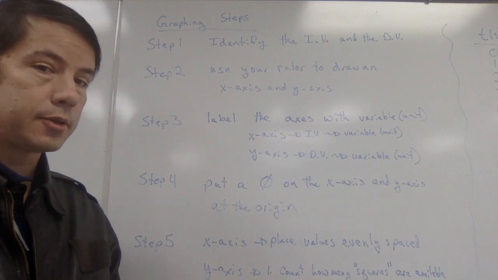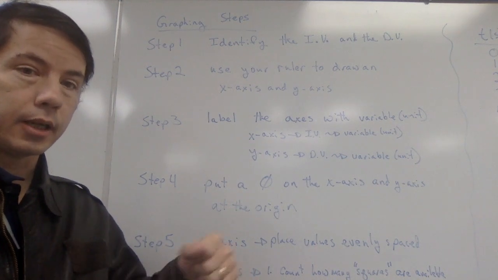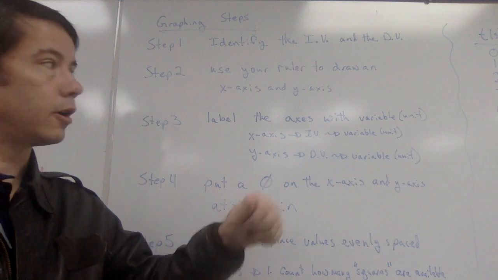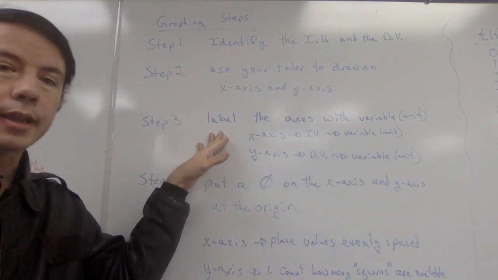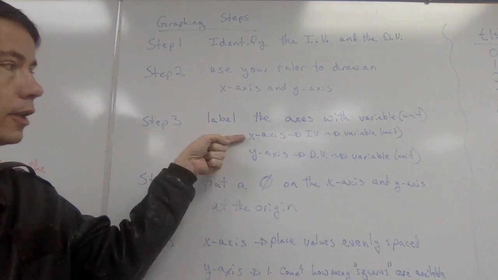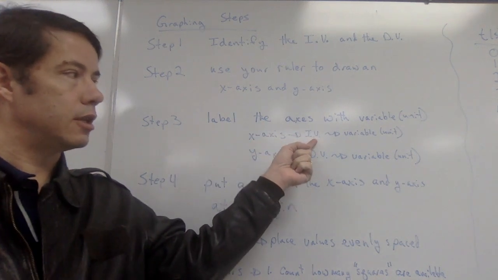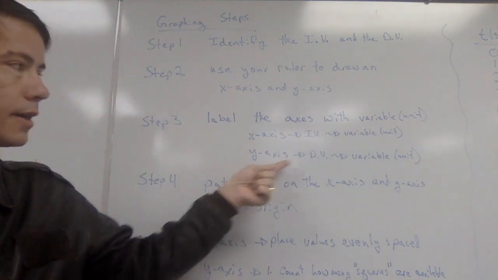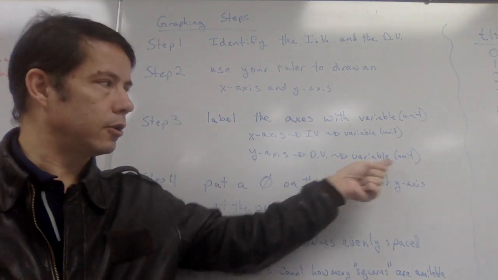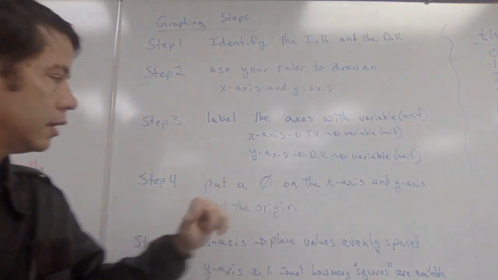Sometimes we're doing labs where we're on a blank sheet of paper and we don't have graph paper, so we're going to have to create our graphs. We want to be as precise as we can. Step three, we want to label the axes of our graph. The x-axis should be labeled with the independent variable and then the unit. The y-axis should be labeled with the dependent variable and unit, and I'll show you that in a second.